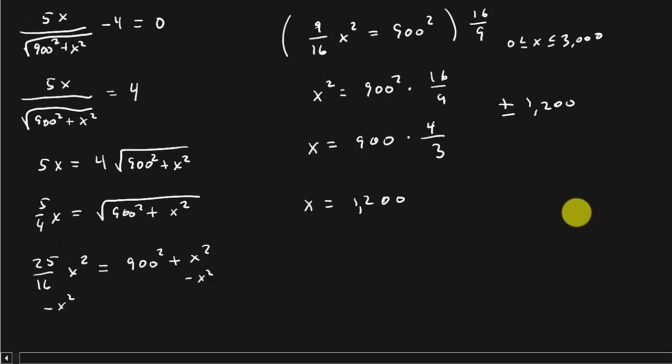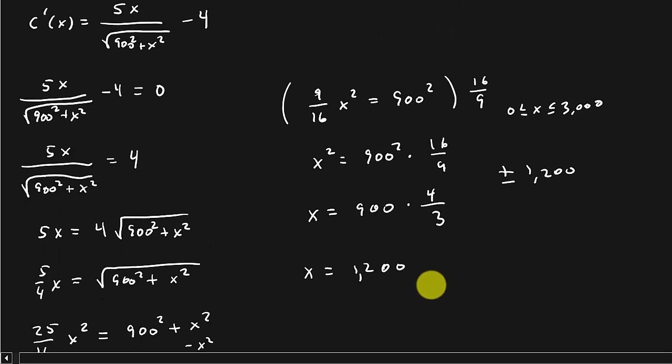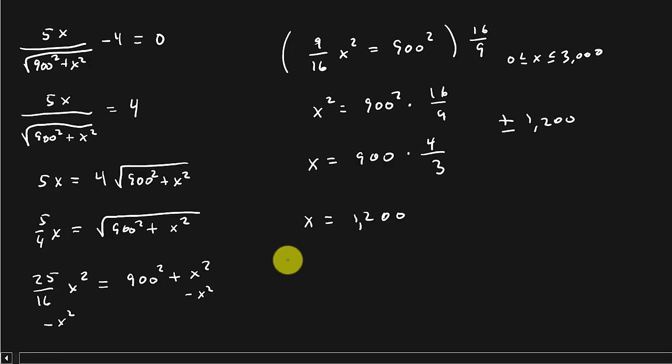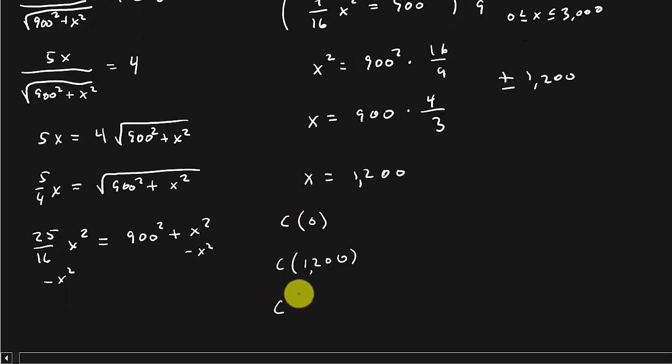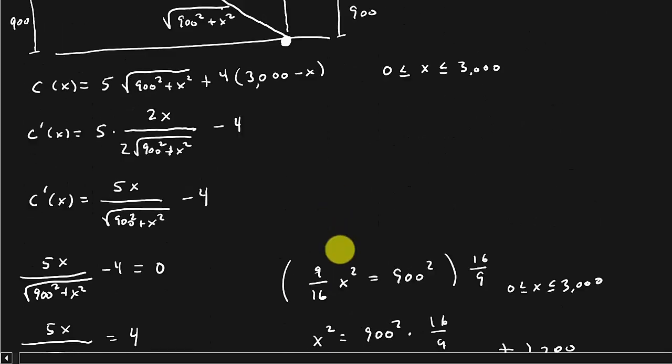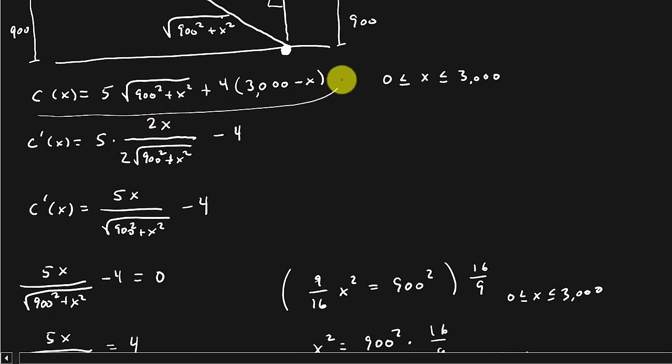Okay? And so now, what do we have to do here? We've got x is 1200. So I've got to do C of 0, C of 1200, and C of 3000. I'm going to take the 0, the 1200, and the 3000, and plug them all back into the cost function.